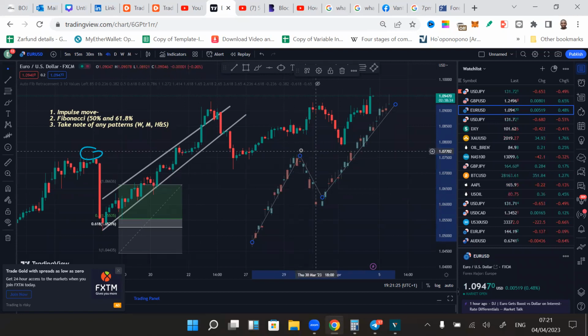So what you want to do is you want to wait for this retracement. This retracement is where you need your Fibonacci. This Fibonacci will help you to get the exact point, the exact place where price is going to retrace to before it continues to the buy again. In this case now, that's what you're looking for. So let's go now.